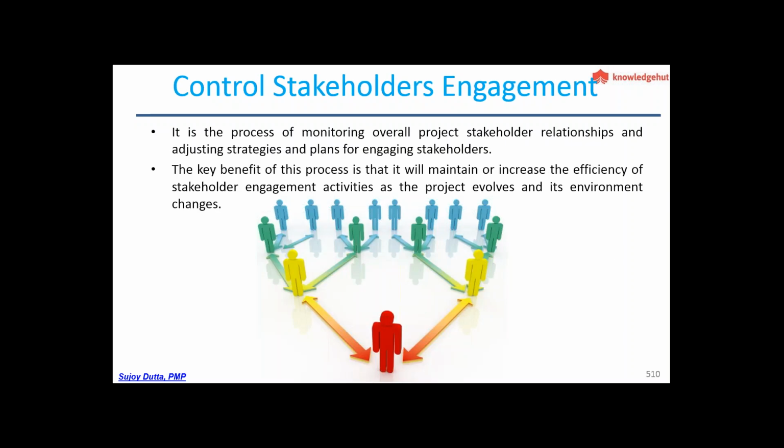So, control stakeholder engagement is the process of monitoring the overall project stakeholder relationships and adjusting strategies and plans for engaging the stakeholders. The key benefit of this process is that it will maintain or increase the efficiency of stakeholder engagement activities as the project evolves and its environment changes.